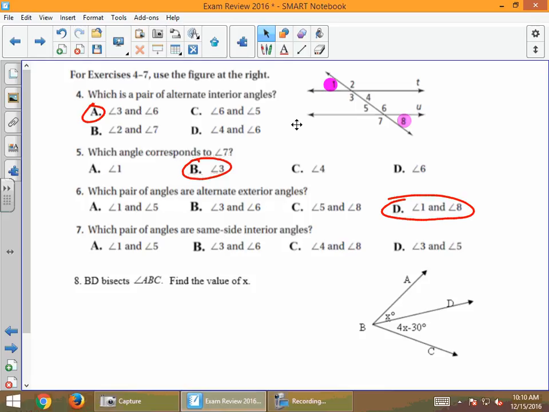Which pair is same side interior? Same side means they're on the same side. Interior means they're both inside. Yes, you, the hand raised. 3 and 5. He says 3 and 5, so he's saying B. I don't think so. 3 and 5. Are they on the same side? Check. Are they both inside? Double check. He's right. 3 and 5. D again.